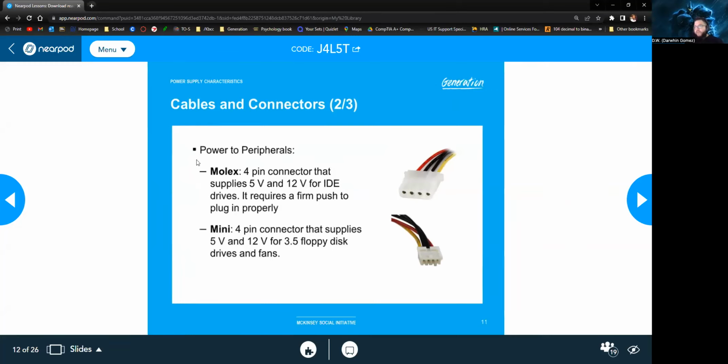So we have power to peripherals. The Molex is a 4-pin connector that supplies 5 volts and 12 volts for IDE drives. You have to firmly push it in to plug it in properly. And then we have a mini Molex that does the same thing for the 3.5 floppy disk drives. Okay.